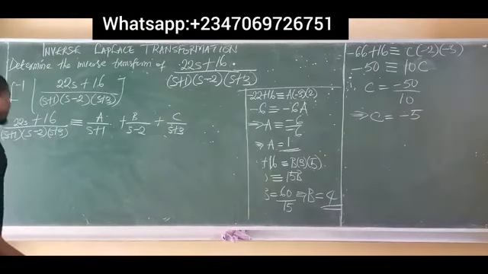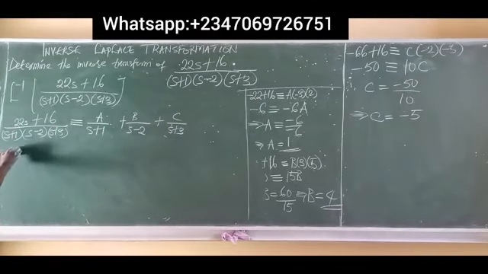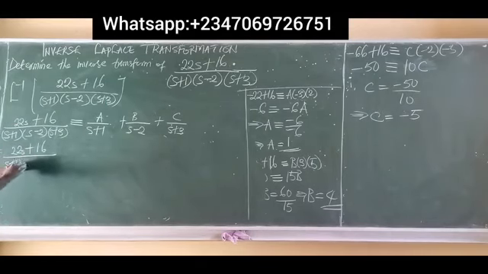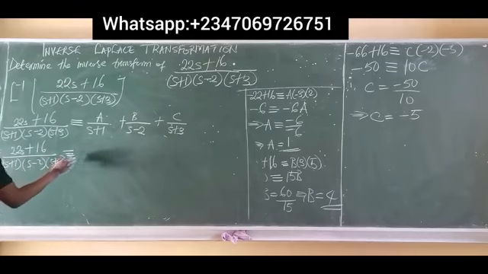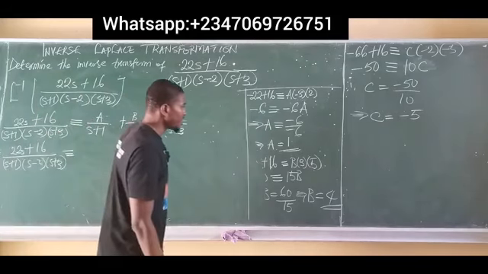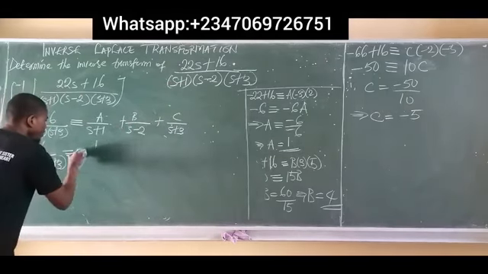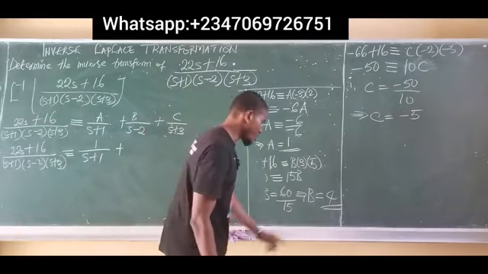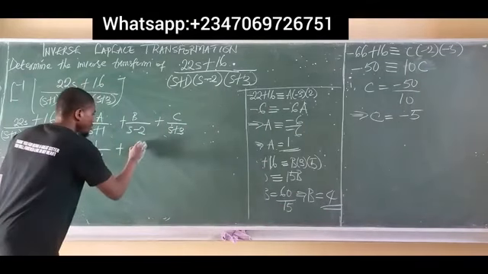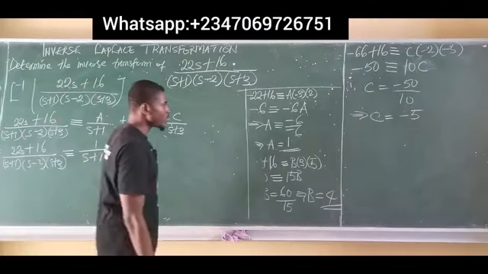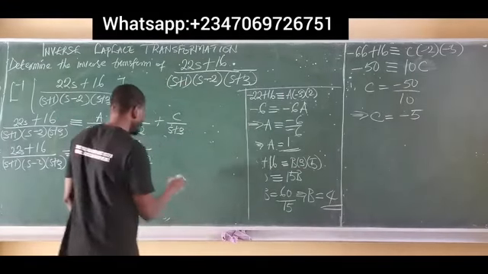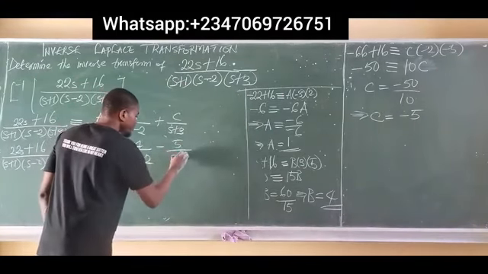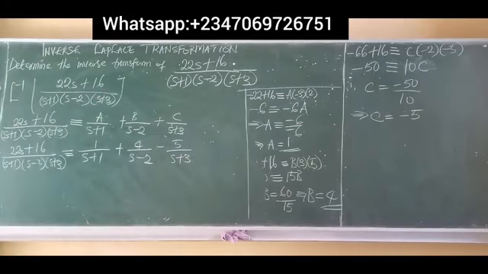All right. So the compound fraction (22s + 16) all over (s + 1)(s - 2)(s + 3) is now equivalent to, we know the value of A is equal to 1, so we have 1 all over s + 1, plus we know the value of B is simply what? 4, so it becomes 4 all over s - 2, and we know C is equal to -5, so it becomes -5 all over s + 3. We have this.